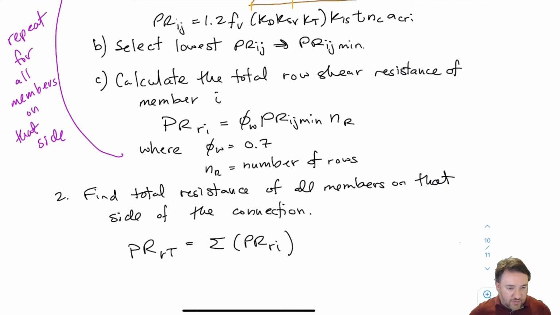Okay, so row shear is quite complicated, so I'm going to put a cut here, and in the next video we're going to continue with the non-ductile failure modes and talk about group tear-out failure.